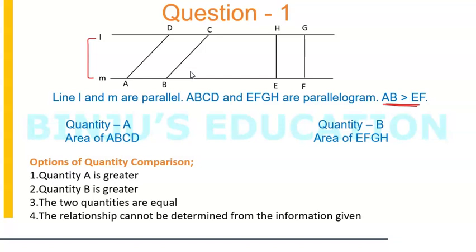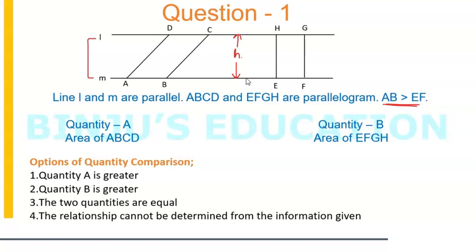Now, if L and M are two parallel lines, one thing is sure, that the perpendicular distance between the two parallel lines will always be constant. Now, if we talk about the area of a parallelogram, we know that the area of a parallelogram is nothing but base times the height.